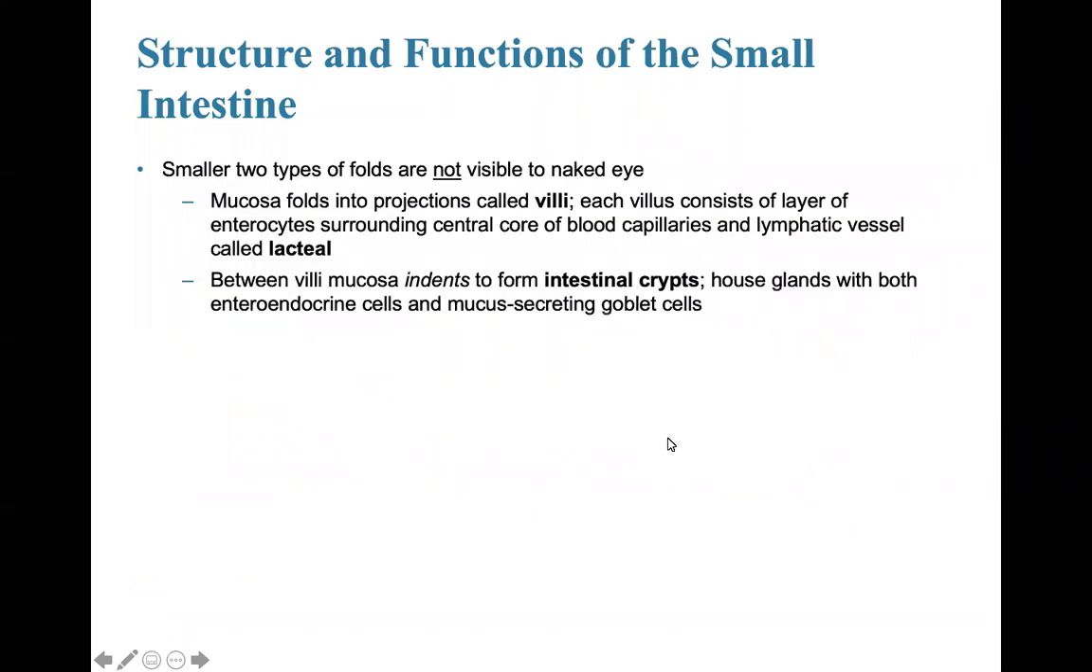Okay. The smaller two types of folds are not visible with the naked eye. You have mucosal folds, which form projections called villi. Each villus consists of a layer of enterocytes surrounded by a central core of blood capillaries and lymphatic vessels referred to as lacteals. The lacteals are where the fats will enter into the lymphatic system. Between the villi in the mucosa are indents that form intestinal crypts. These will house glands with both enteroendocrine cells as well as mucus-secreting goblet cells.